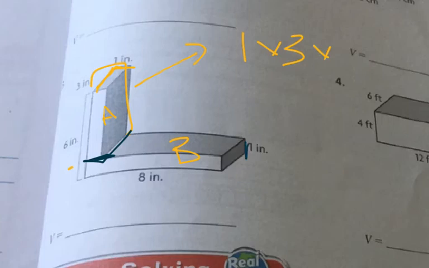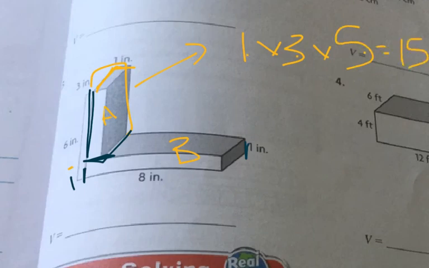So if this part is 1, I know that little part is 1. So this whole height is going to be 5. So 3 times 5 times 1 would be 15.